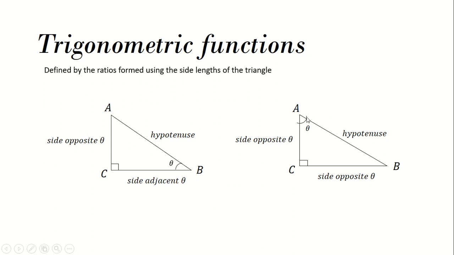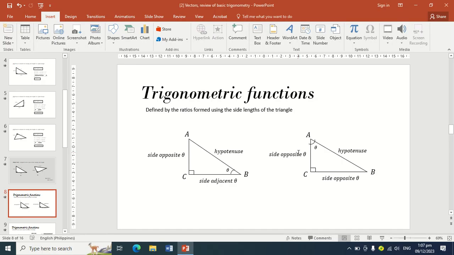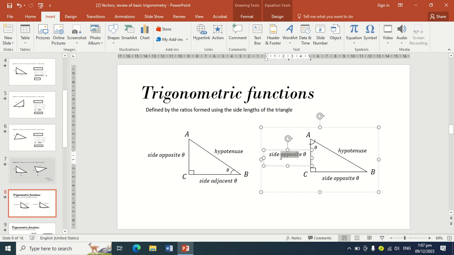But what if we consider this as our angle? So your labeling would have to change. The opposite side of this angle is BC, the length BC. So we label this as side opposite theta. Here, beside the angle is side AC, which should be side adjacent theta.